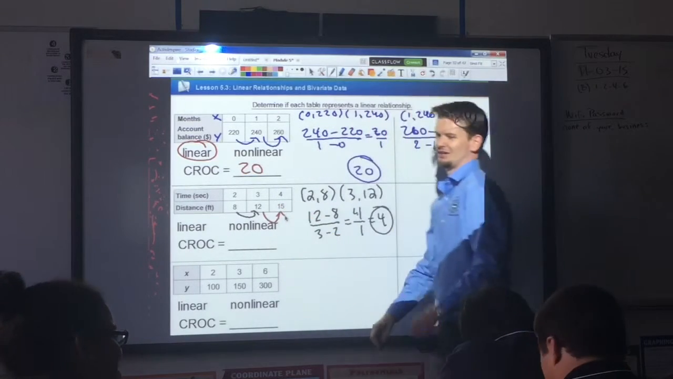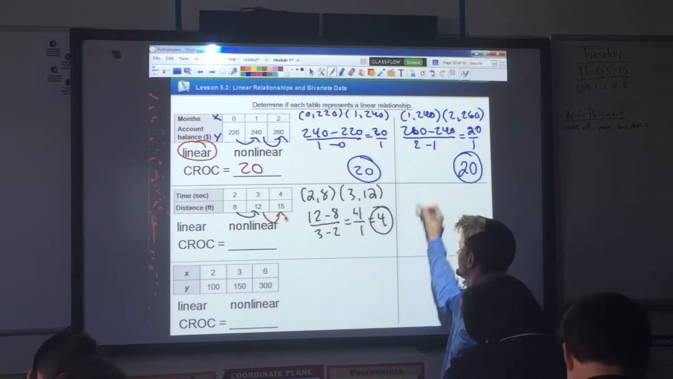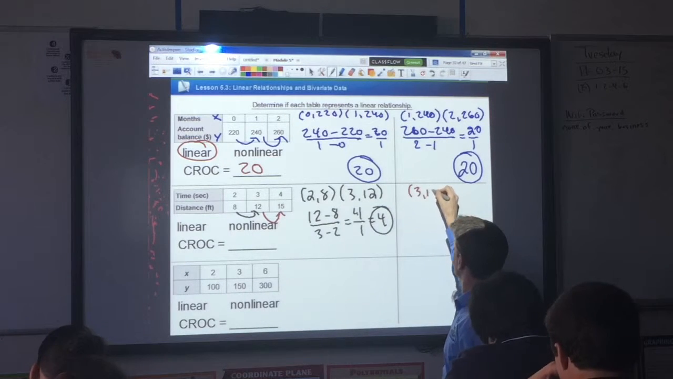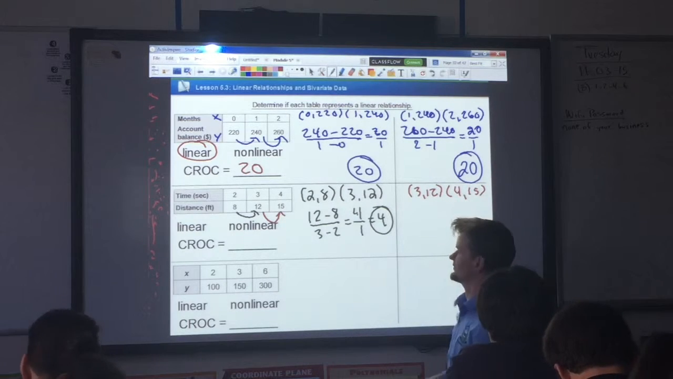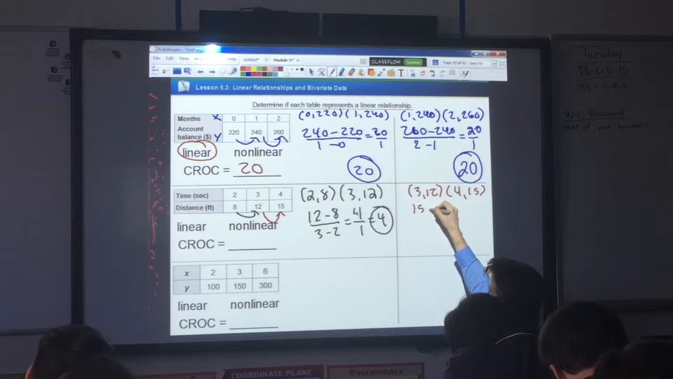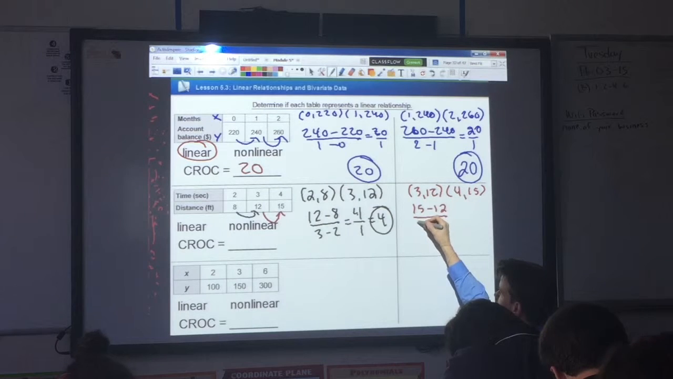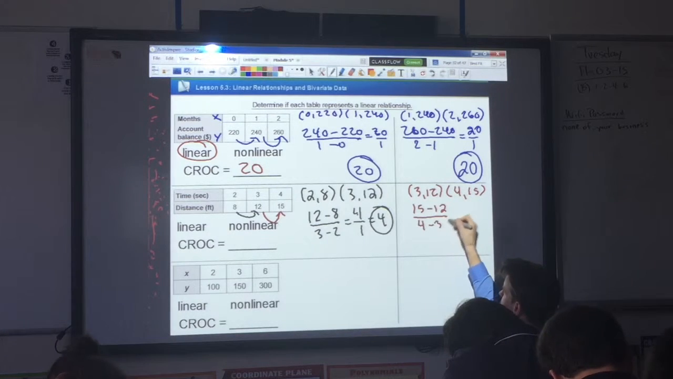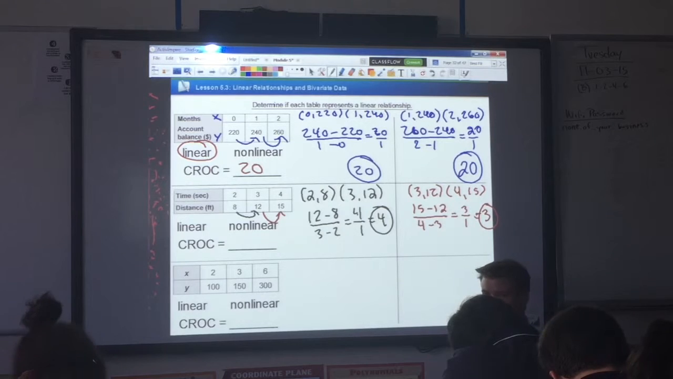All right, Flash. What coordinate pairs am I using for this now? 3 comma 12 and 4 comma 15. Tell me what goes in the formula. 15 minus 12 over 4 minus 3. What is 15 minus 12? 3, and 4 minus 3 is 1, and that simplifies down to 3. Do I have a constant rate of change here, yes or no?